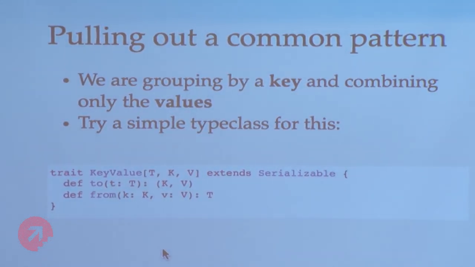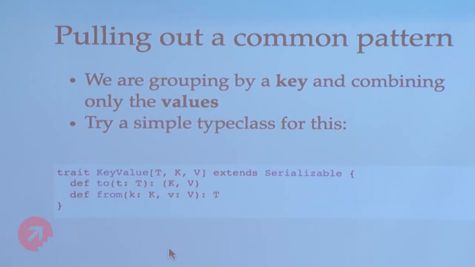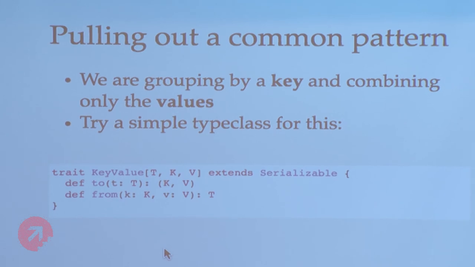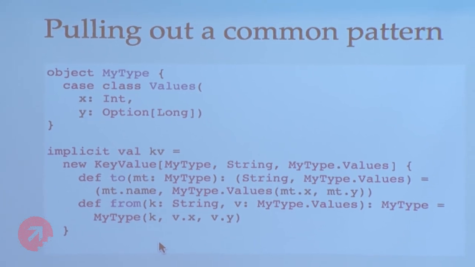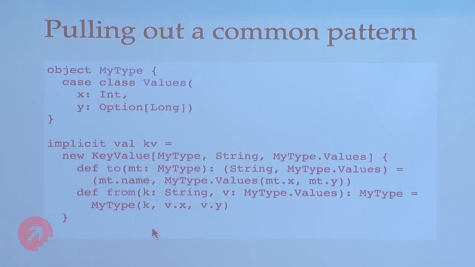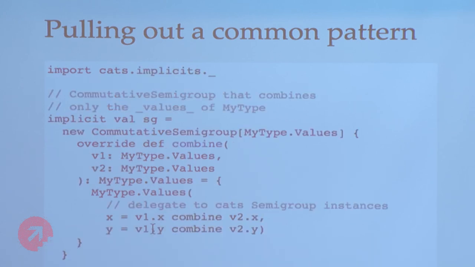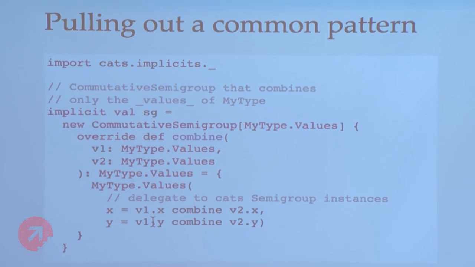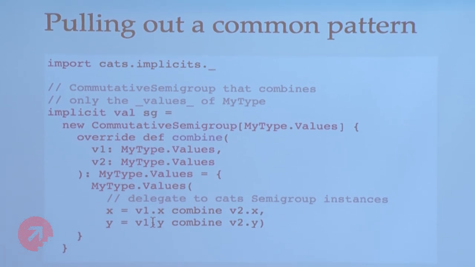Ignore the serializable thing, that's more of a Spark implementation detail that kind of bleeds everywhere. So we're taking that key and we're splitting it to values. What that could look like is, it's a little mechanical, but I'm defining a separate case class for strictly the values of my type. And then I define functions that take that T and split into a KV tuple. So because of that, now I can write a commutative semigroup strictly on just the values. Now I have a concrete type that I can say, I want a semigroup that combines these values, and I'm just going to delegate to whatever cats says.